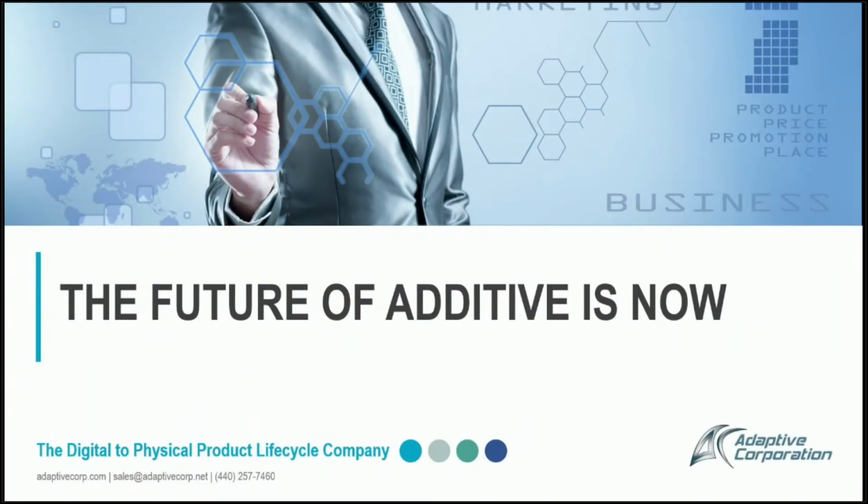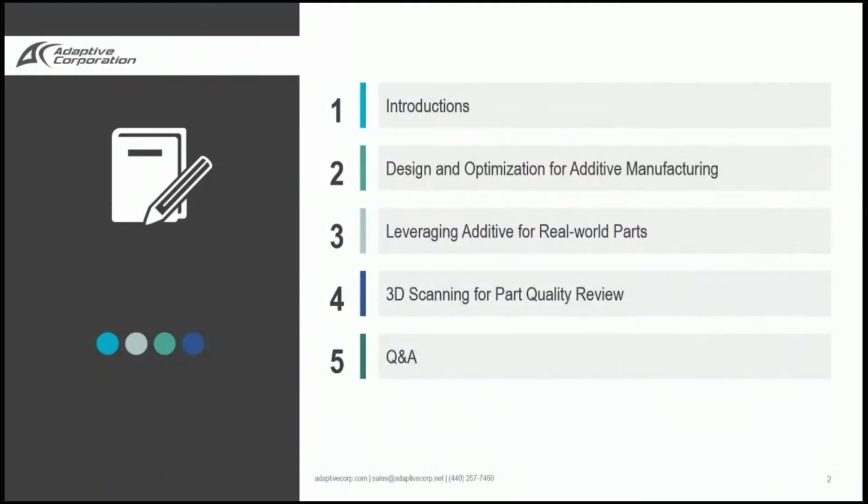and we'll run through the agenda. The title of the presentation is "The Future of Additive is Now." And the agenda looks like this. We'll go through some quick introductions. We'll highlight design and optimization for additive manufacturing. As I mentioned earlier, we're going to really focus on the additive manufacturing, the metal 3D printing process here. And then we're going to get into 3D scanning for part and quality review.